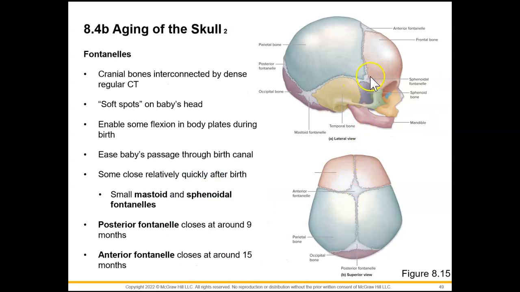These areas where we see fontanelles are where our cranial bones are interconnected by dense regular connective tissue, and these are called soft spots on a baby's head. They enable some flexion in the skull plates during birth so that the head can wedge itself out of the birth canal. Some of these fontanelles will close relatively quickly after birth, such as the small mastoid or sphenoidal fontanelles, which we can see here, mastoid fontanelle and sphenoidal fontanelle.